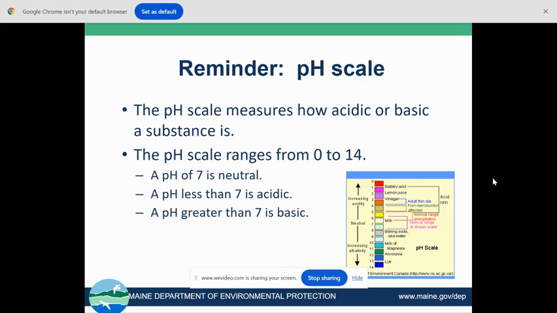Something like lemon juice, vinegar, battery acid, those would be acidic. Something like ammonia or Drano, those would be basic. So we had worked with some of those household items in the week before spring break, and this is just a reminder of what acidic and basic are.